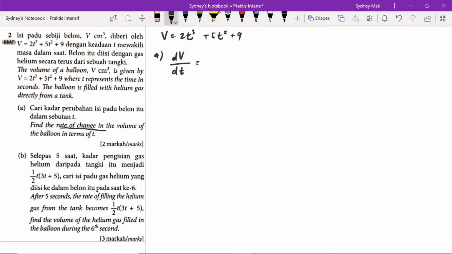Therefore, bring down the power to the front and reduce the power by 1. So we have 6t squared plus 10t. So we just found the rate of change in the volume of the balloon.